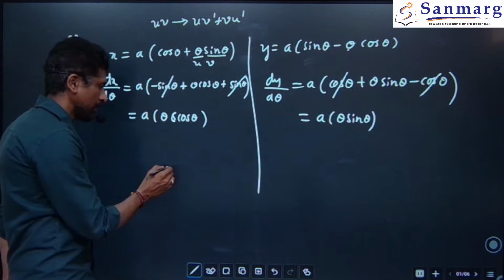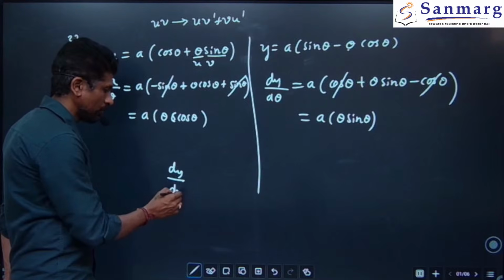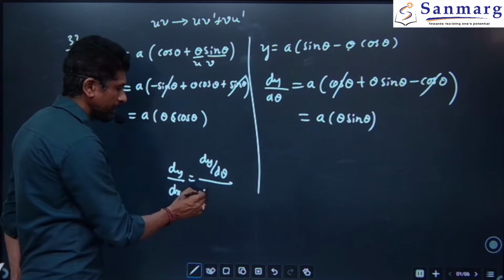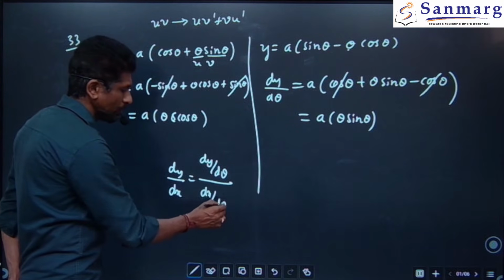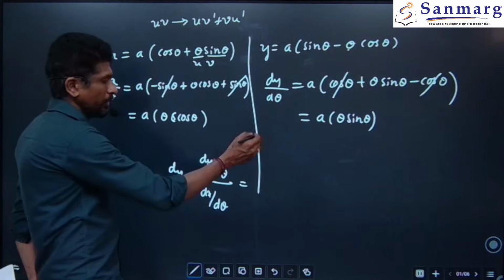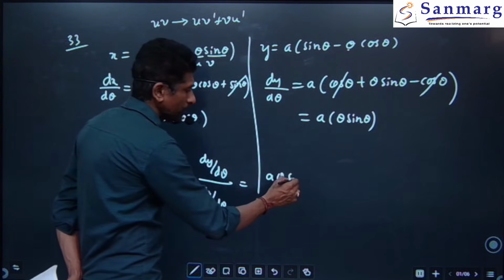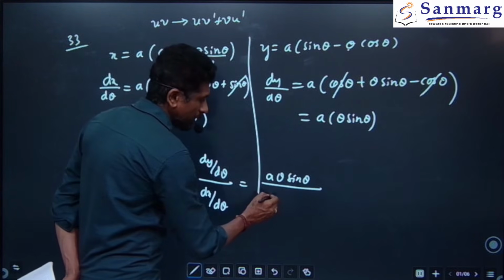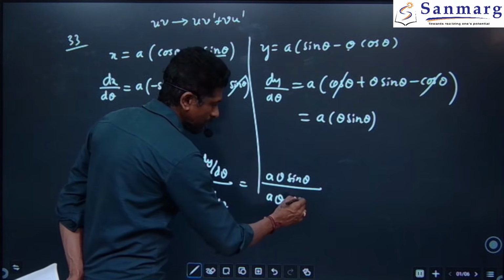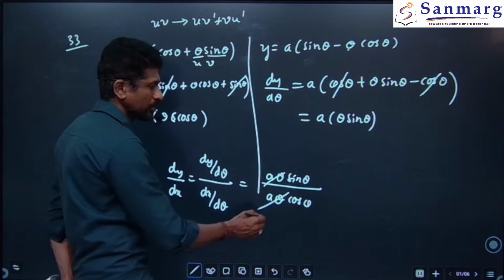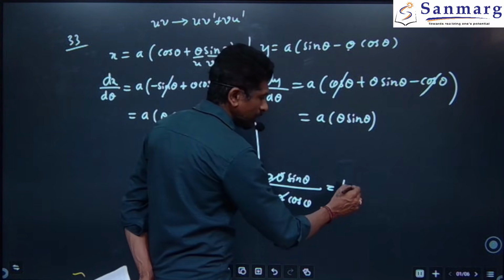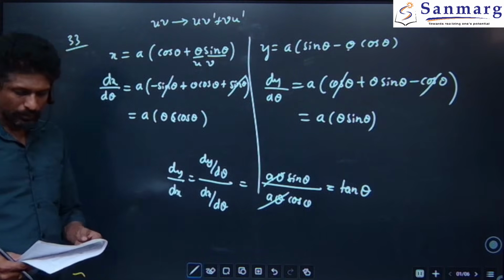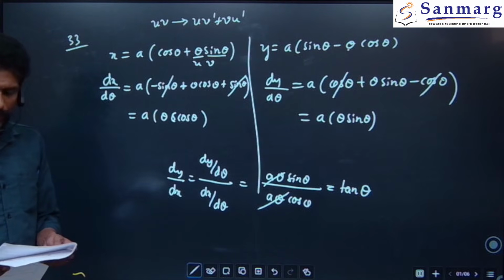So to find the parametric derivative, you have to know the formula, that is dy by d theta divided by dx by d theta. For that purpose, in the numerator you have to write a into theta sin theta, because dy by d theta is nothing but a into theta sin theta. Dx by d theta is nothing but a into theta cos theta. So automatically these two cancel. Sin theta by cos theta comes as tan theta is the answer.